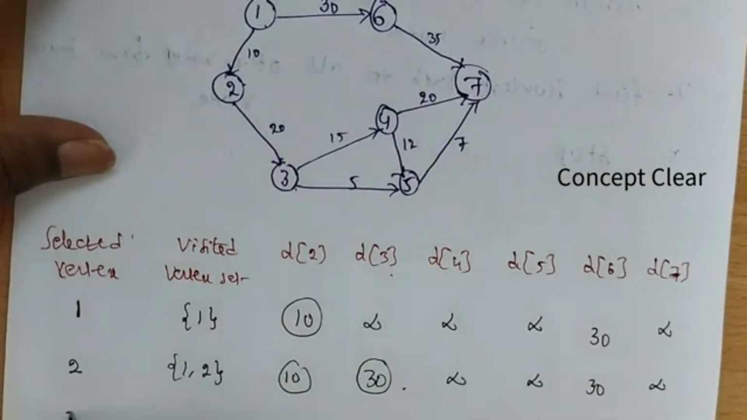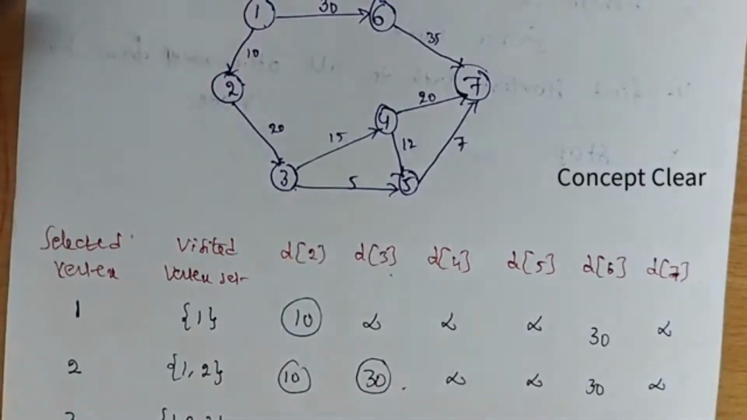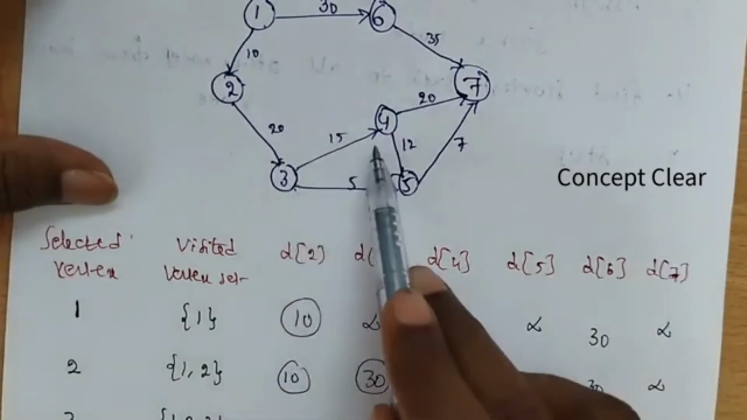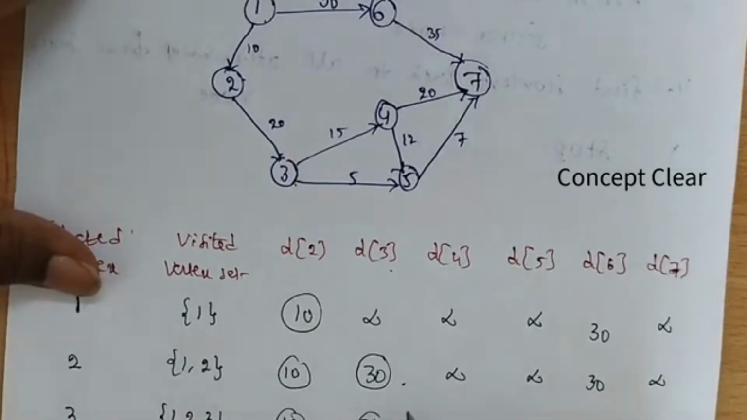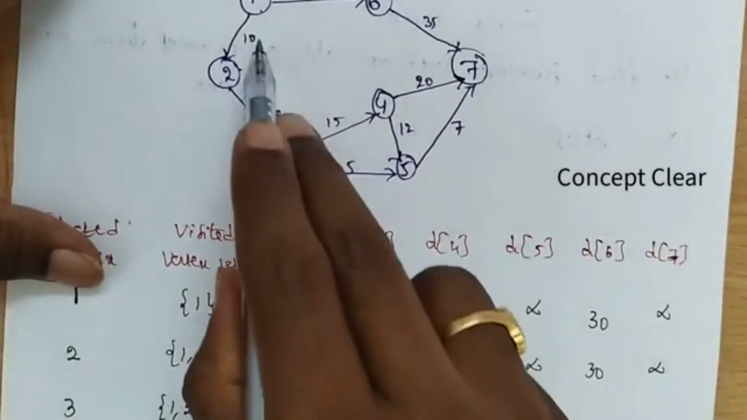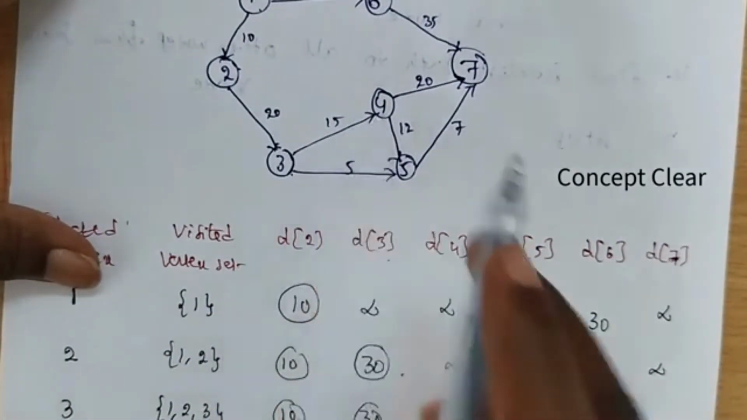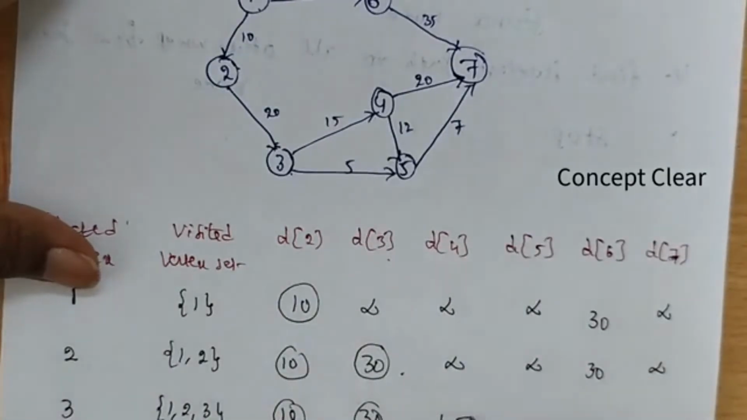Okay, next we are selecting the third vertex. Visited are 1 to 3. Now what are the possibilities? From 3 to 4, 3 to 5. So we have to write 10, 30, and for 3 to 4, what is the cost? 10 plus 20 plus 15. So the cost is 45.